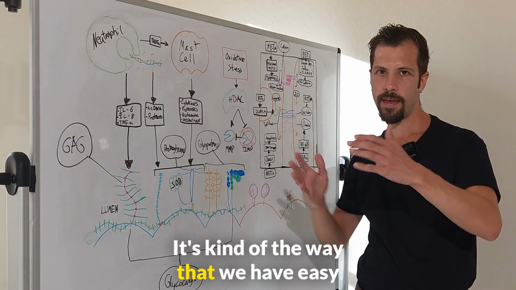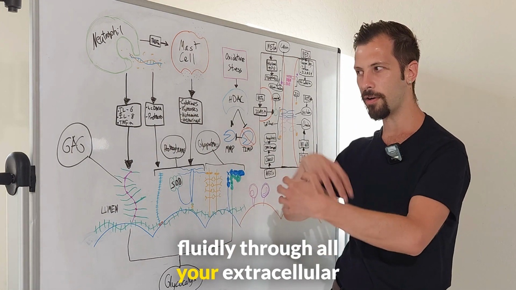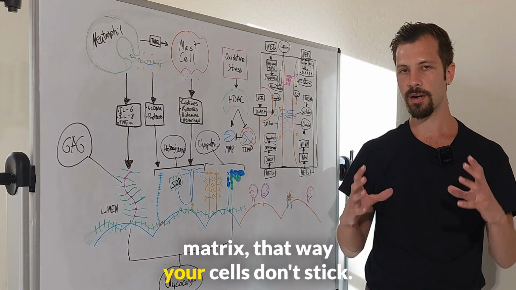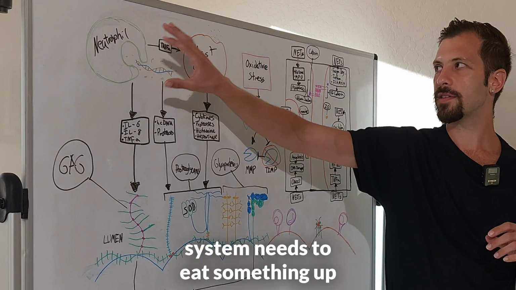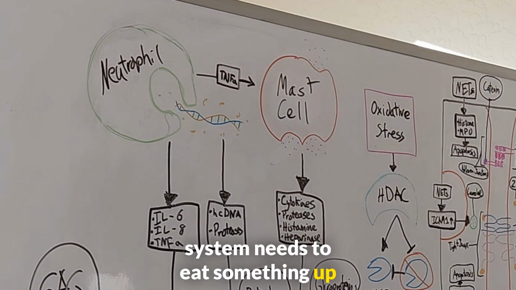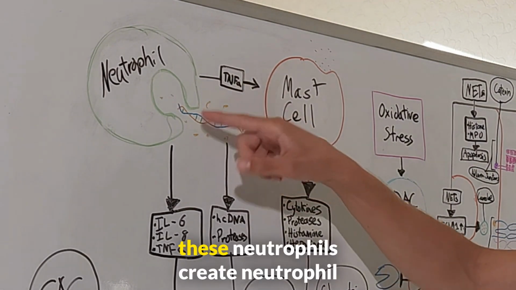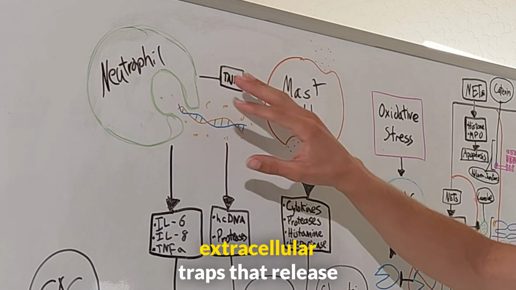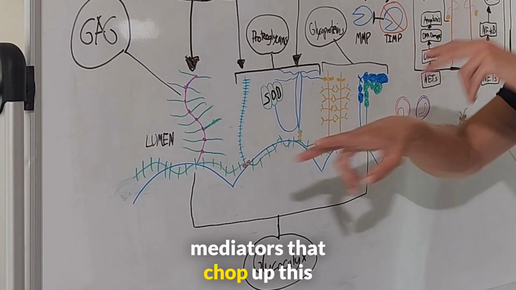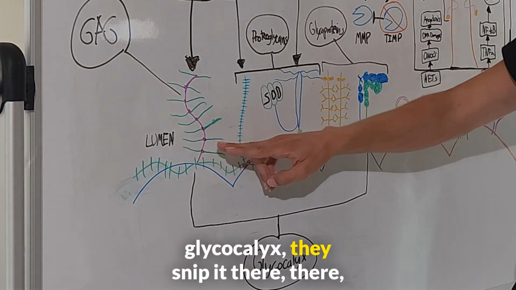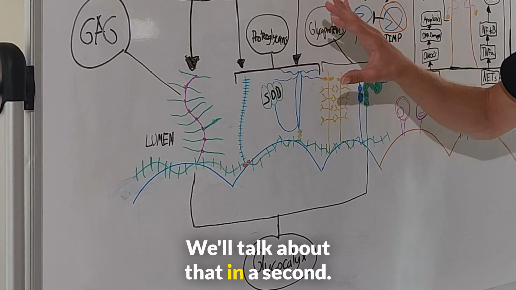It's kind of the way that we have easy water and are able to move around fluidly through all your extracellular matrix. That way your cells don't stick. But when your innate immune system needs to eat something up, it creates these neutrophils. These neutrophils create neutrophil extracellular traps that release mediators that chop up this glycocalyx. They nip it there, etc. We'll talk about that in a second.